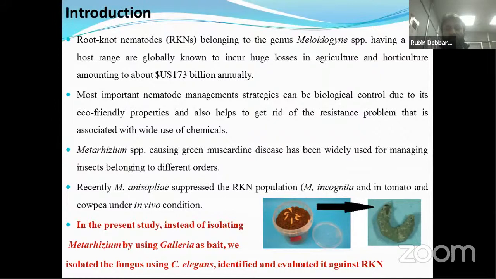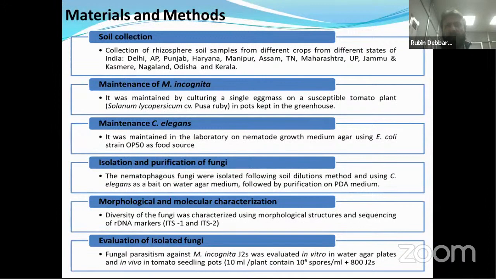But in this present study, instead of isolating Metarhizium using Galleria as a bait, we will now use C. elegans, a nematode, as a bait to identify the fungus and evaluate it against root-knot nematode. For materials and methods, I collected soil samples from 14 different states of India.